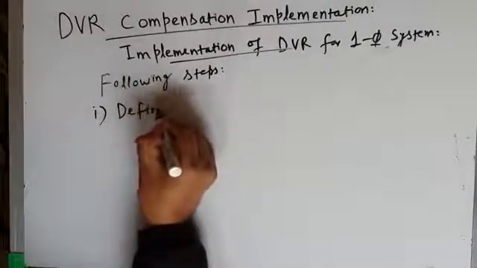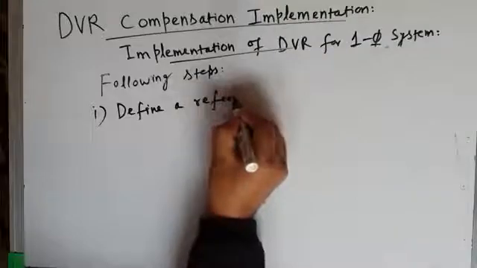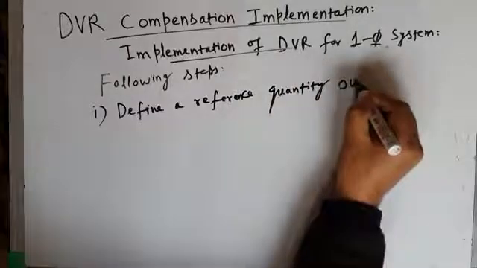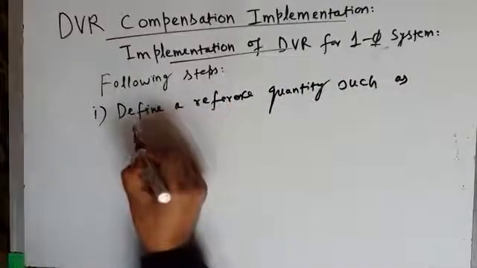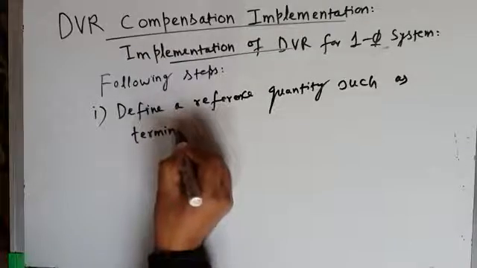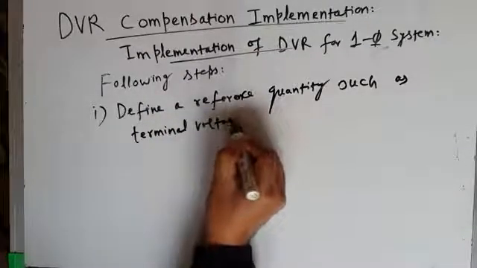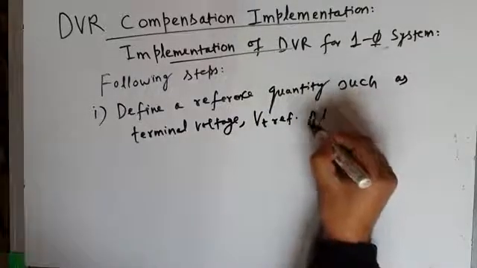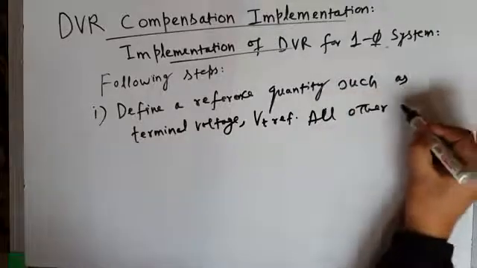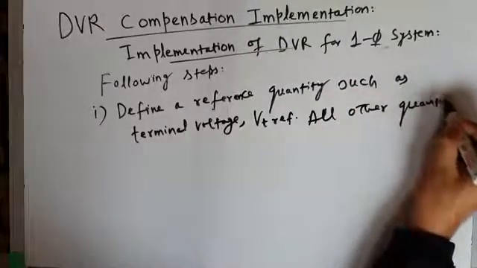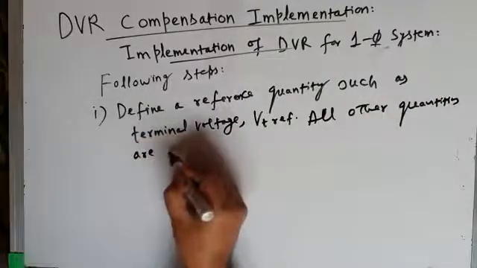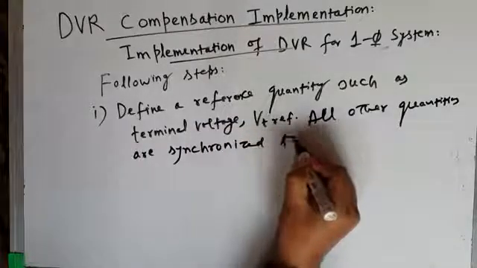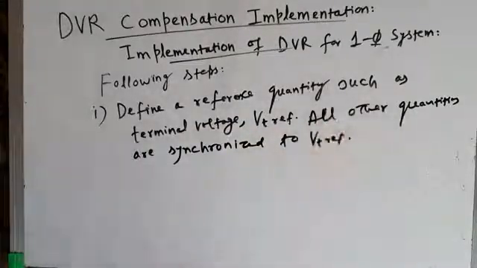Define a reference quantity. Let us define a reference quantity such as we can define the load voltage or we can define the terminal voltage. Terminal voltage. So we call that VT ref. All other quantities will be synchronized to it. All other quantities that we will calculate are synchronized to this reference voltage VT ref. Okay, this is the first step.